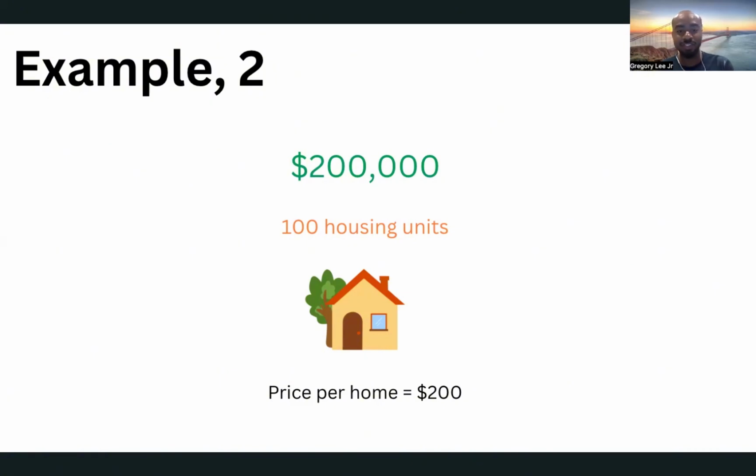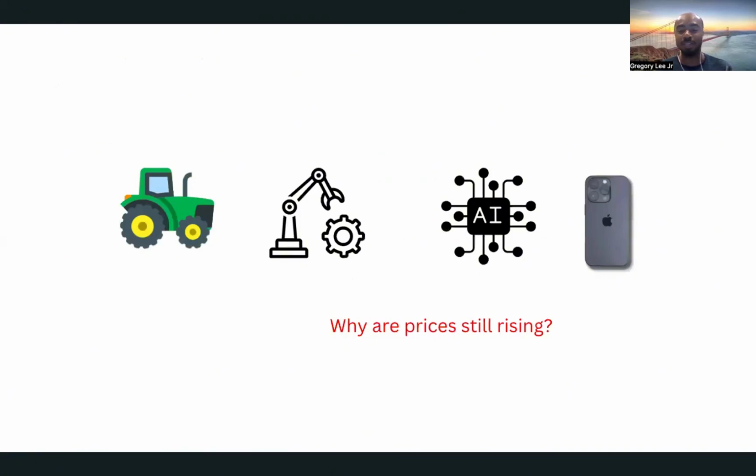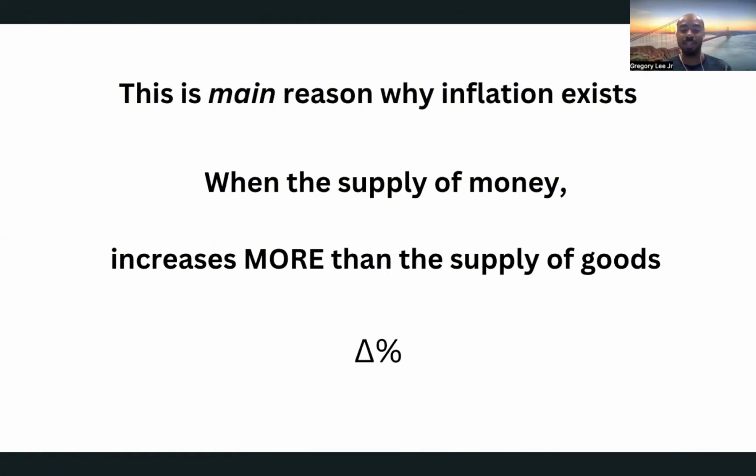I didn't have this in the example, but what if now there's 400,000, and we produced 50% more housing? 400,000 divided by 150 is still more than the original price of a home. So this is what causes inflation. I'll say it again: why are prices still rising, when we have tractors, automated manufacturing, AI, and supercomputers? It's because the supply of money increases more than the supply of goods.